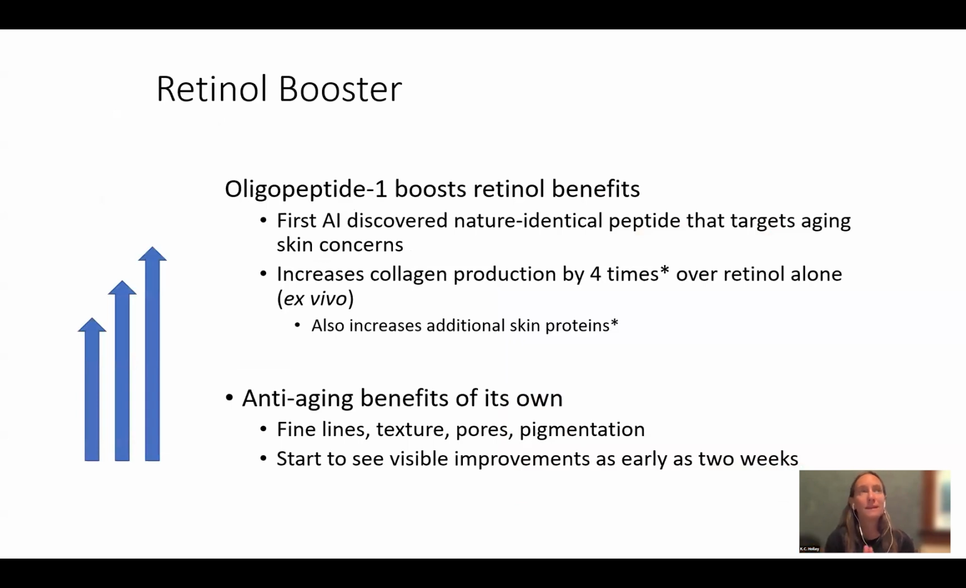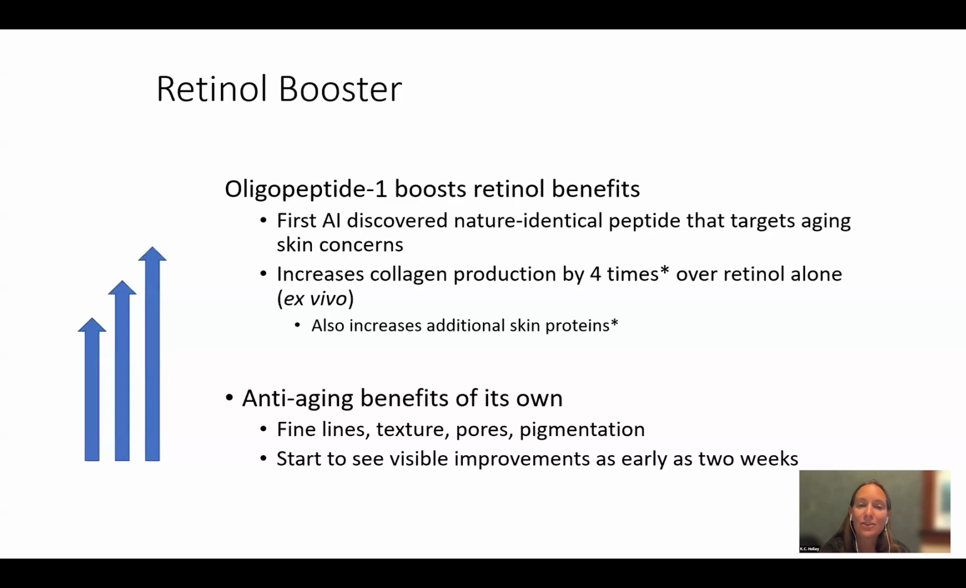Then the other thing that makes this time super, super exciting is the use of peptides and the identification of peptides. So there's lots of different peptides out in the market, right? And peptides can be evaluated for all sorts of different reasons. But what caught our eye is that there is an oligopeptide 1 that actually has the ability to boost the retinol benefits. So this is an AI-discovered nature-identical peptide that has been shown to target aging skin concerns on its own very quickly, and we'll talk about that in a moment.